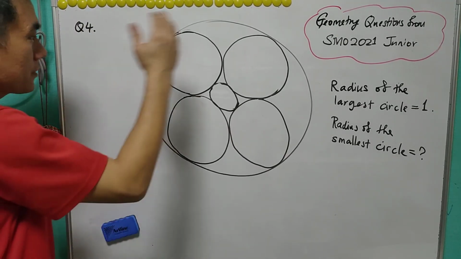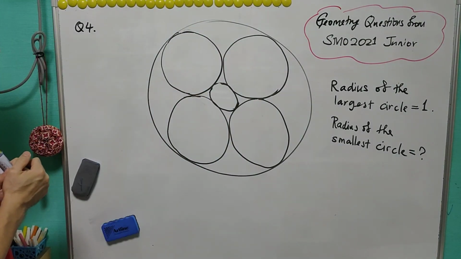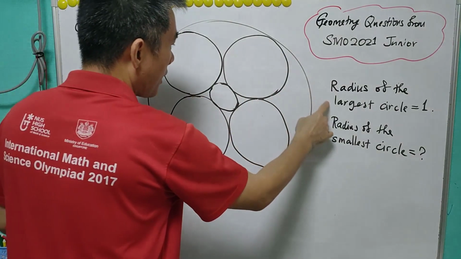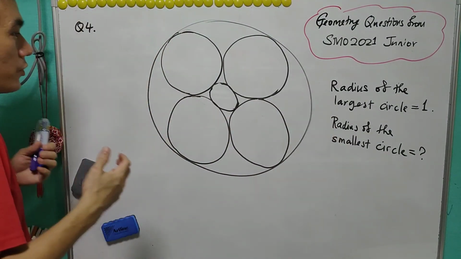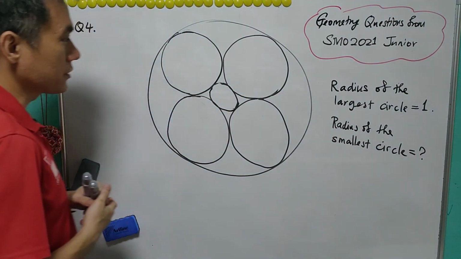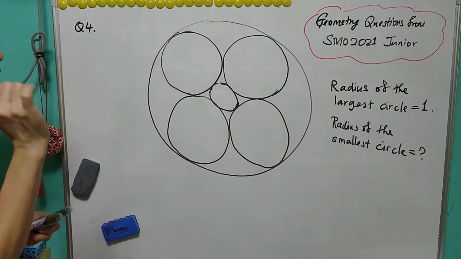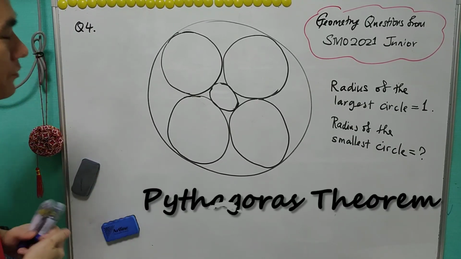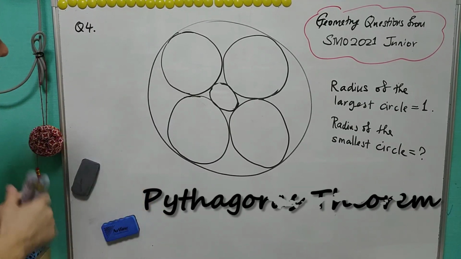In this diagram, there are 6 circles tangent to each other. Given that the radius of the larger circle is equal to 1, we are asked to find the radius of the smaller circle. Now, just now we mentioned that we need to use Pythagoras Theorem. Then we need to construct some right angle triangle.